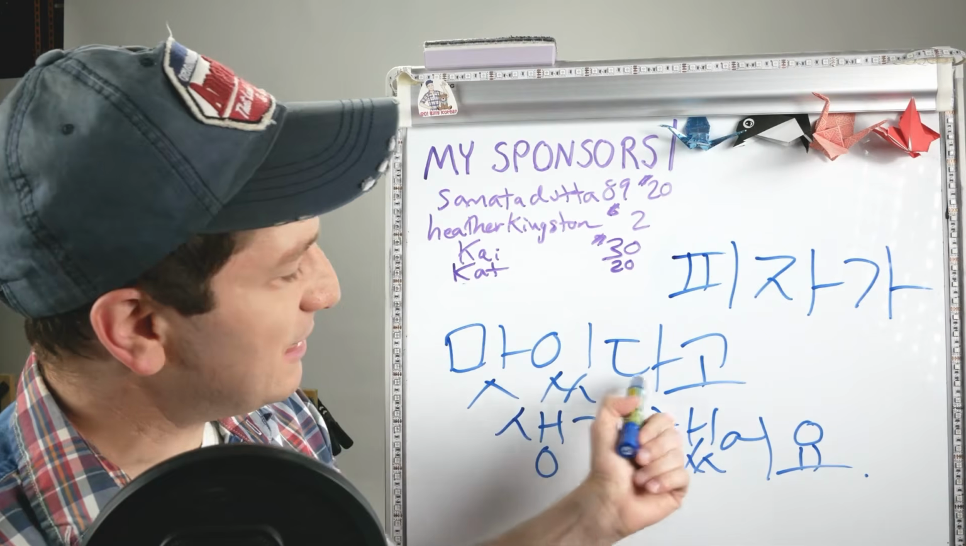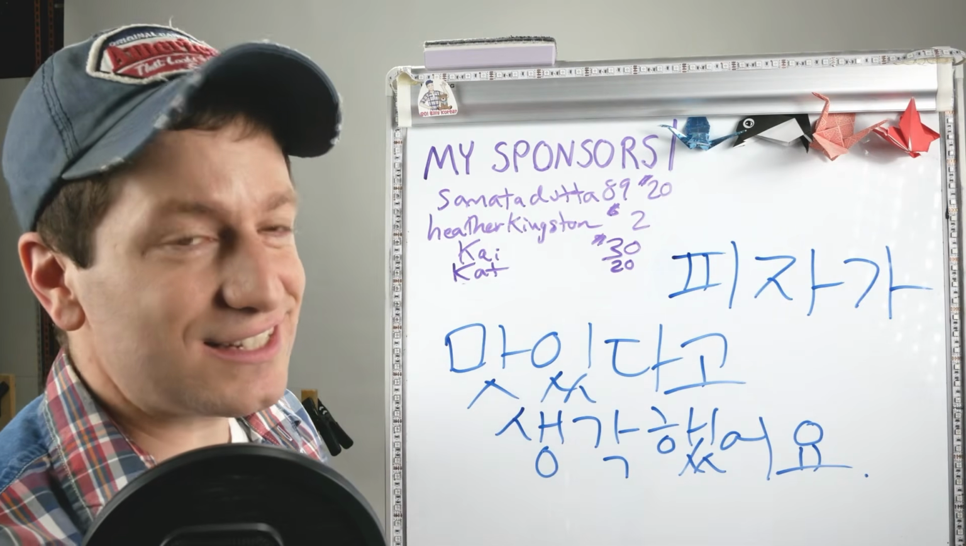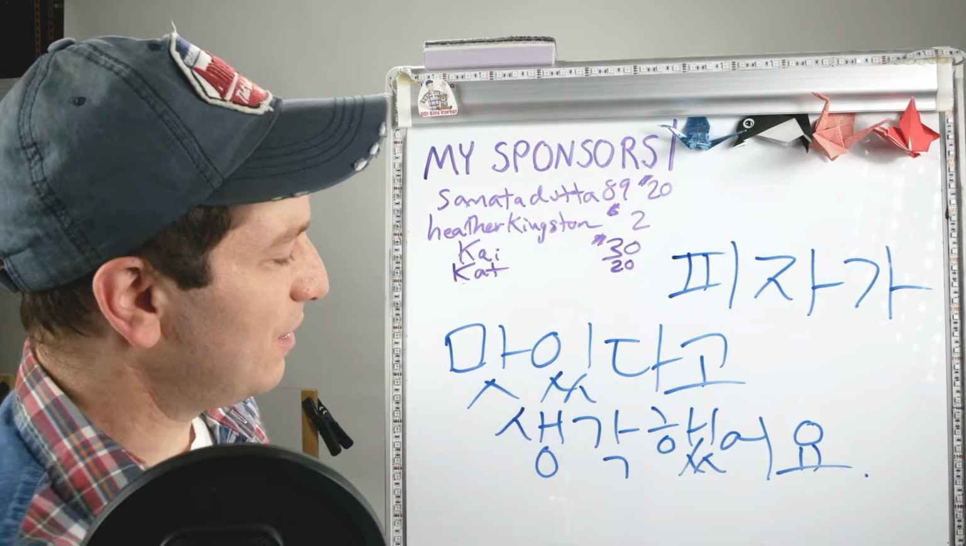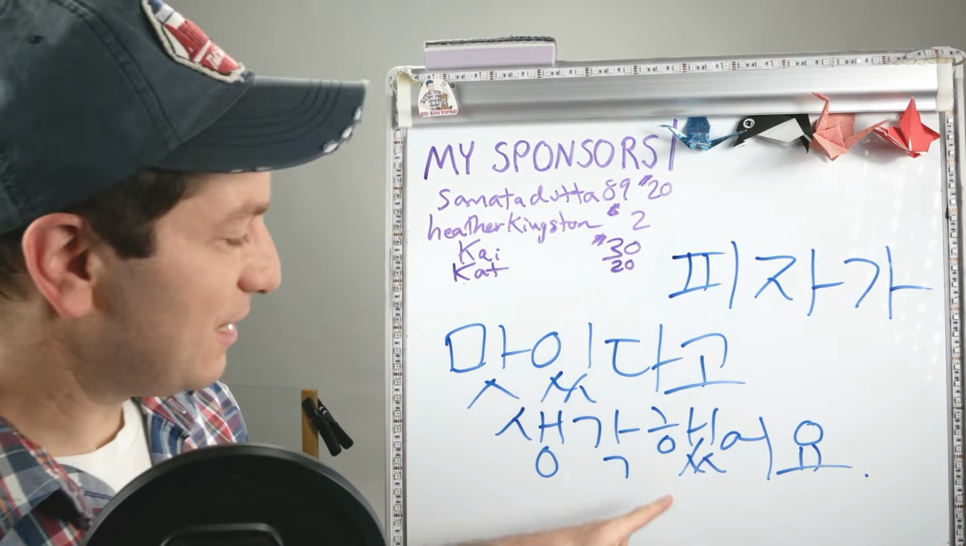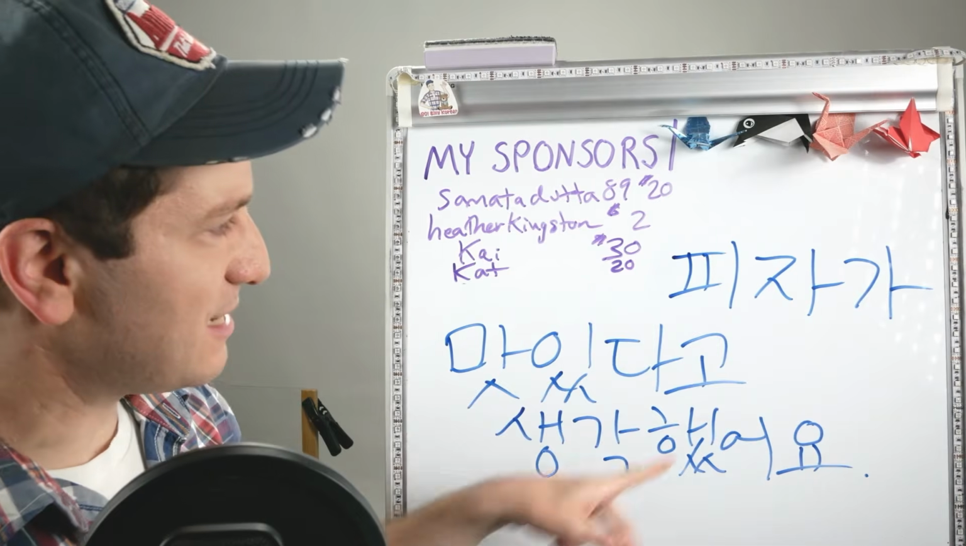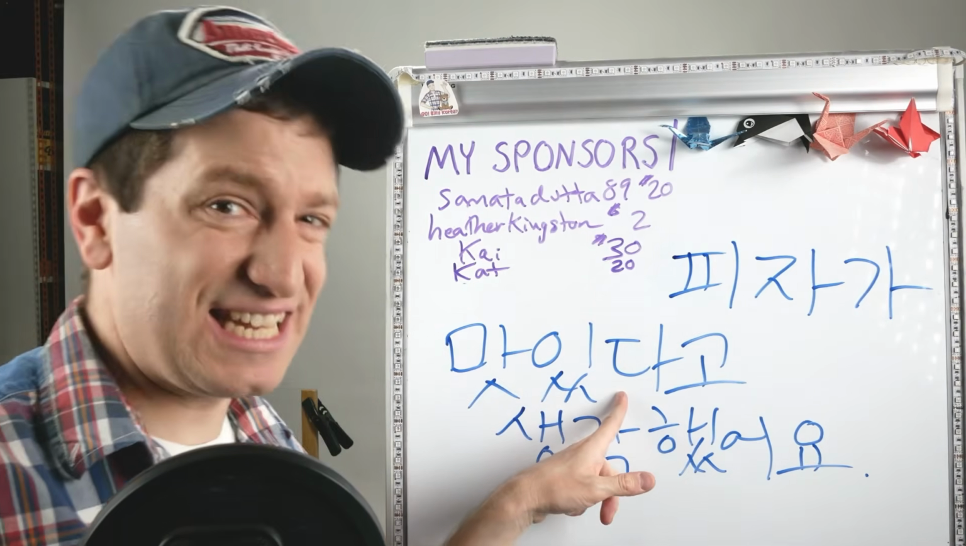피자, the pizza. 피자가 맛있다. Pizza tastes good, tastes delicious. 맛있다고 생각했어요. So I 했어요, past tense. I thought that the pizza tasted good.